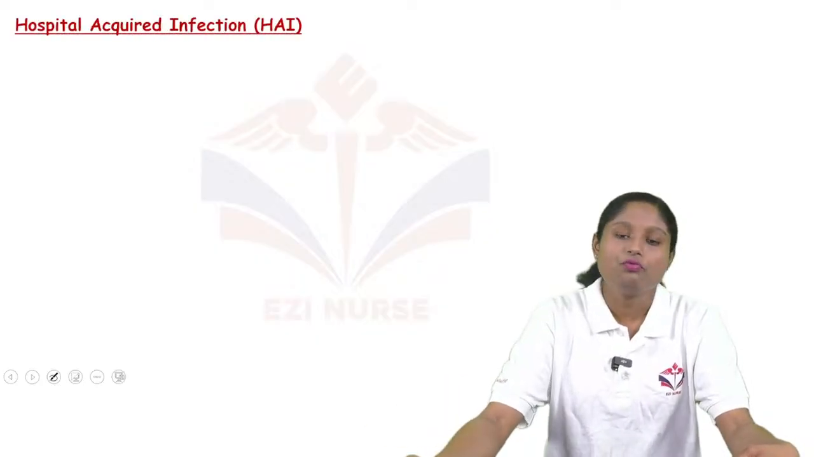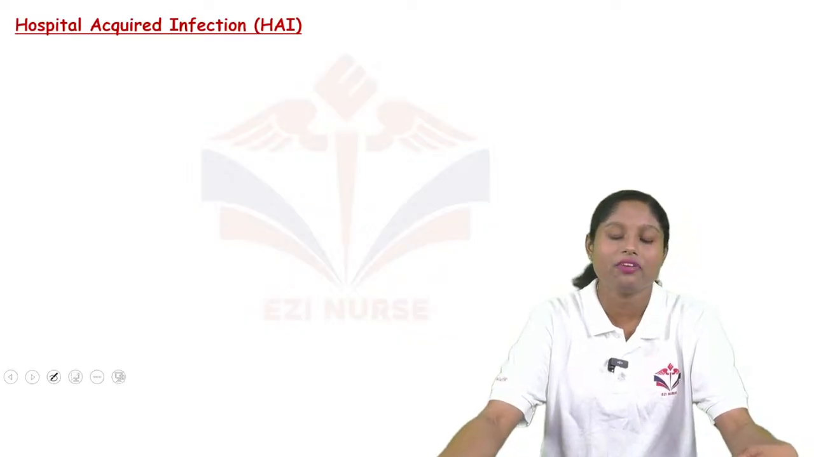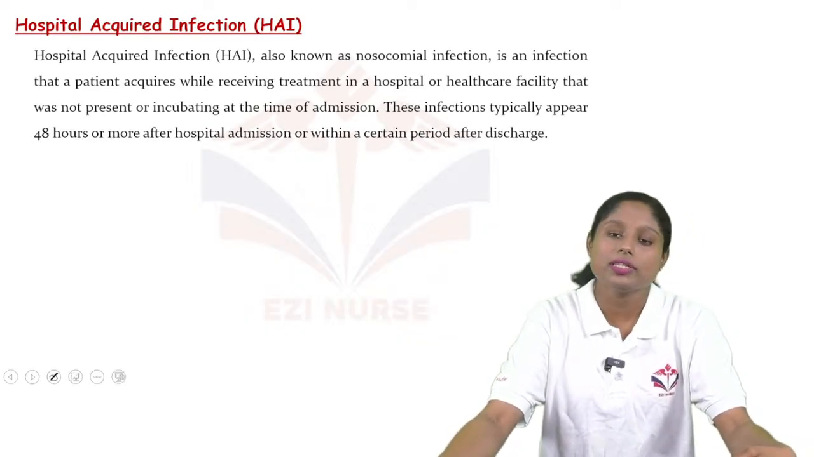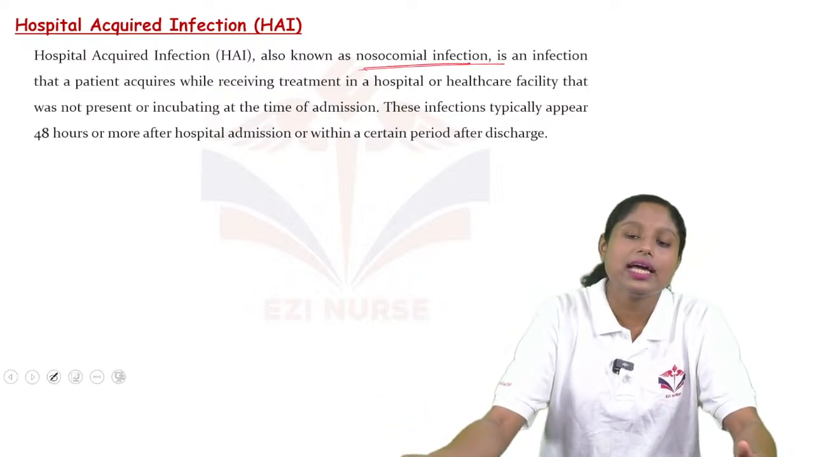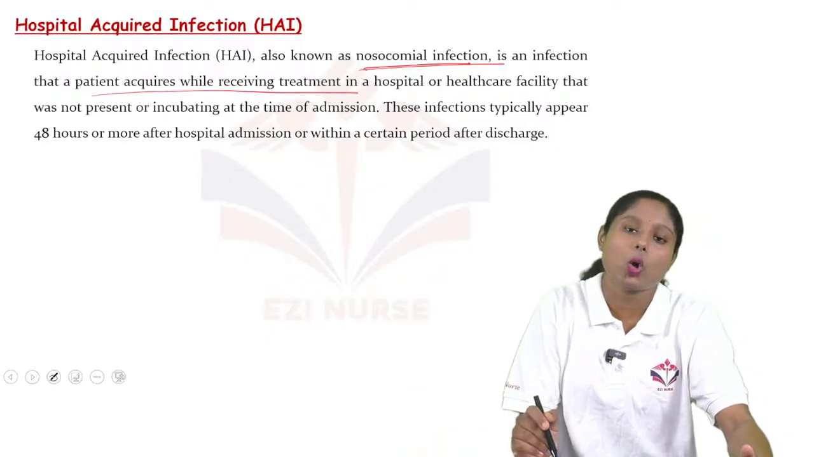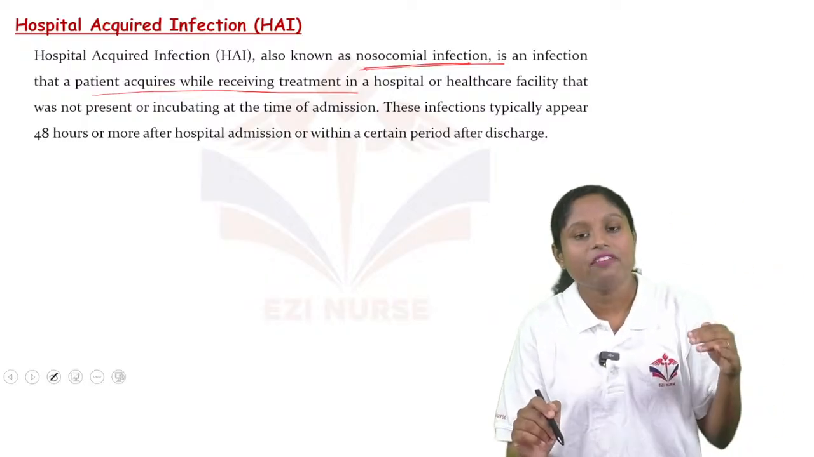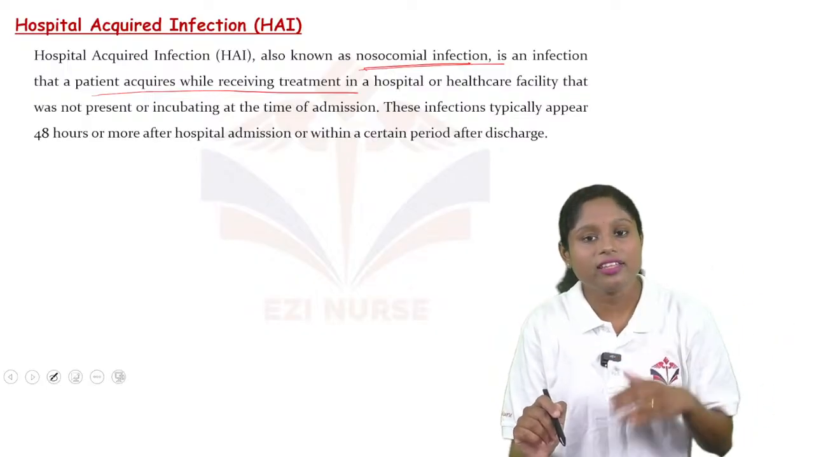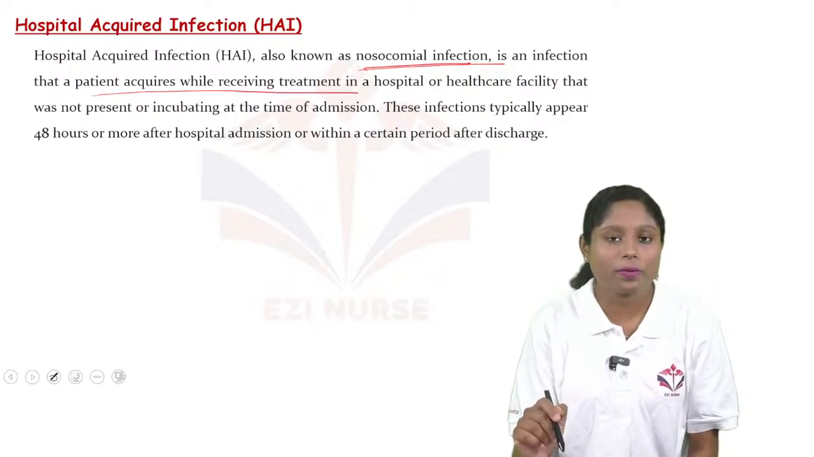We'll continue with infection control and safety. The first question is hospital acquired infection, also known as nosocomial infection. What is a nosocomial infection? It's an infection that the patient acquires while receiving treatment in a hospital. The patient is already admitted with a disease condition and develops another disease condition from the hospital, and that is known as nosocomial infection.